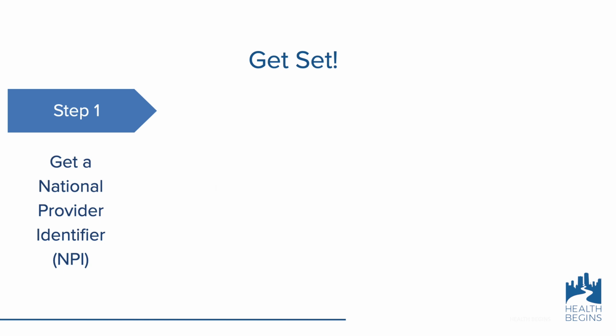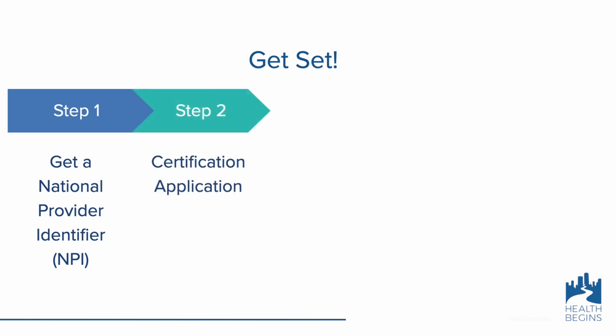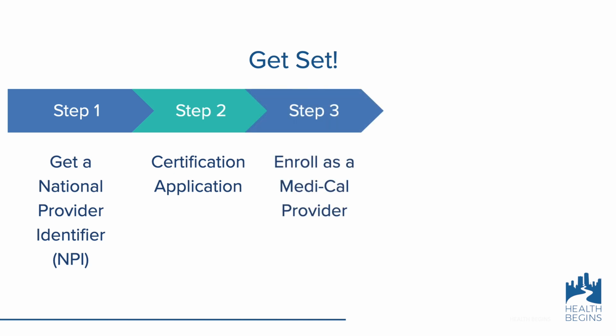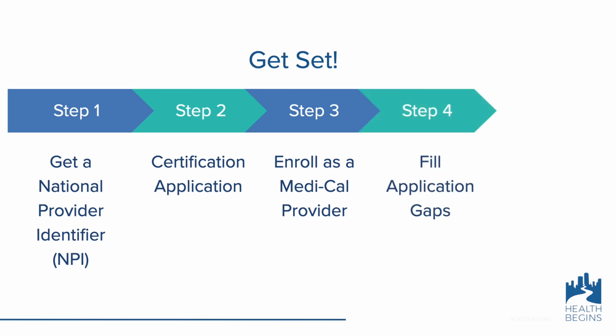Step 2, submit certification applications. Apply to the MCPs in your area. If you're dealing with multiple plans, check if the first one can share your application with the others. These applications will determine if your organization meets the ECM provider requirements. And Step 3, enroll as a Medi-Cal provider. Ensure your organization is enrolled through the California Department of Healthcare Services. If your application reveals gaps, it is important to fill them.